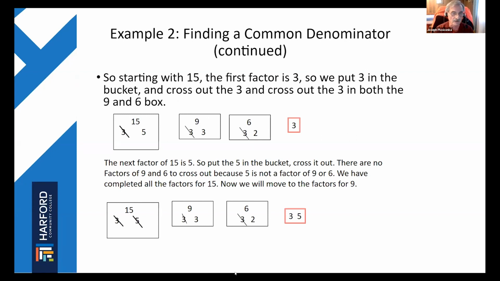Okay, so arranging them again, like I said, you put 15, 9, and 6, and you put the prime factors below them. You start with the leftmost box, and the first factor is 3. So we put the 3 in the box, and then we look at the other two factors, and both of them have 3, so we cross them out. Then we go back to 15, and we take the factor 5. We put it in the box, and then we look at the other two factors, and they don't have any. Now we're completely done with the first denominator. Next slide, please.